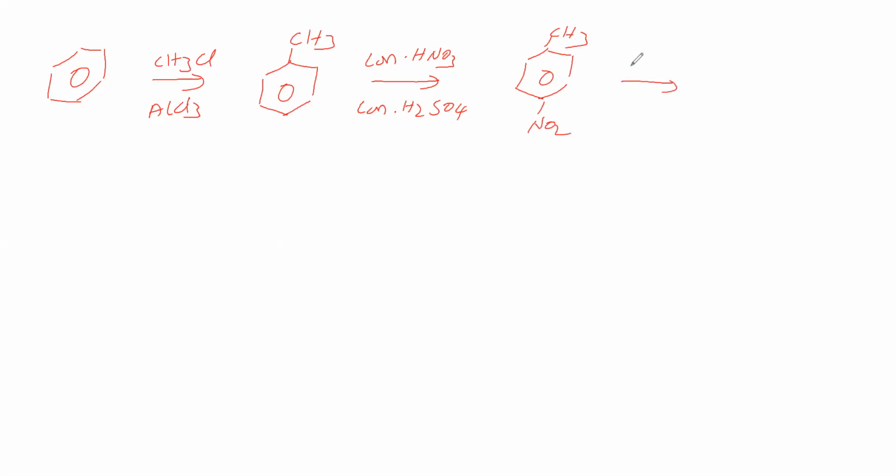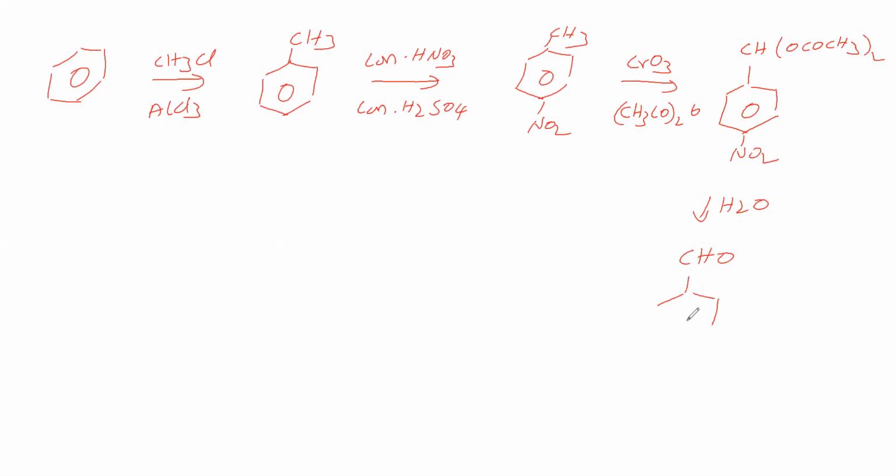Then it is treated with chromium trioxide in the presence of acetic anhydride. What we will get is CH(OCOCH3)2, benzal diacetate, with the NO2 group. Then it is taken for hydrolysis. On hydrolysis this gives an aldehyde group. So we got 4-nitrobenzaldehyde. This group on hydrolysis gives an aldehyde.